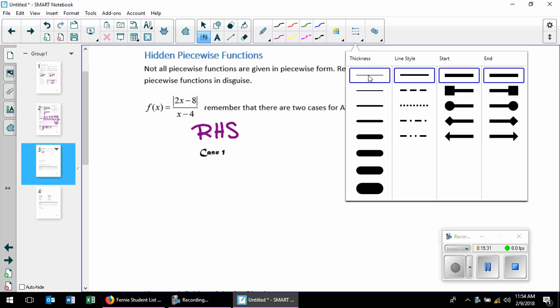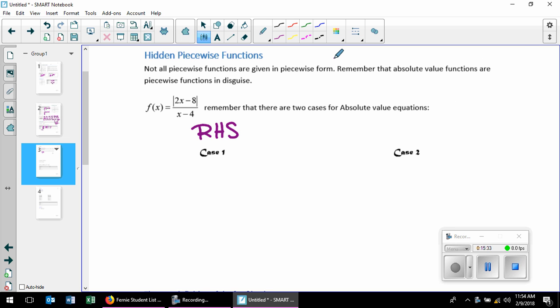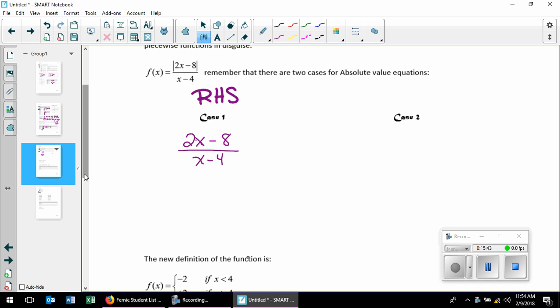All right, so let's solve this. This is pretty easy peasy. Take out a 2. We get x minus 4 over x minus 4. Those cancel each other. I get a 2.